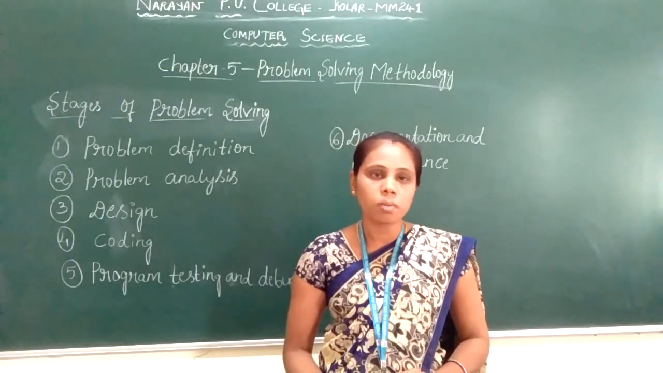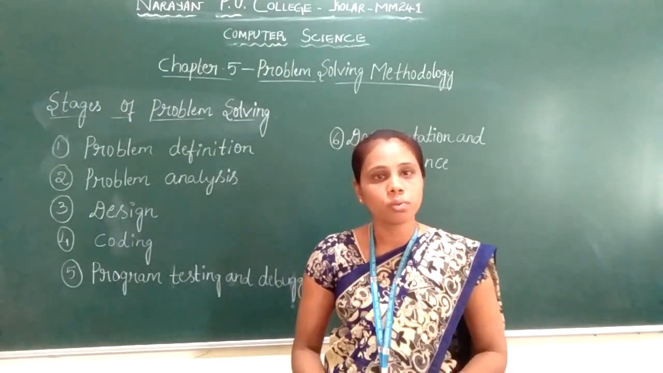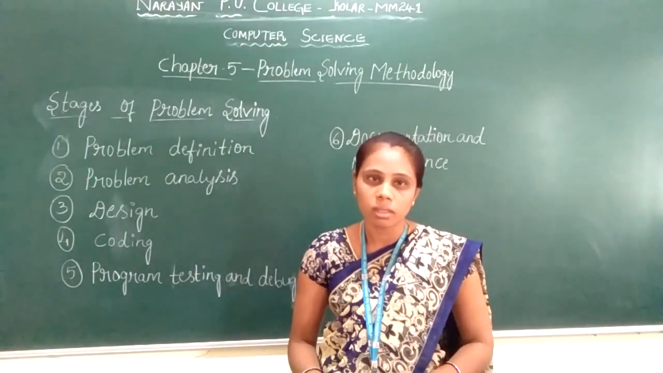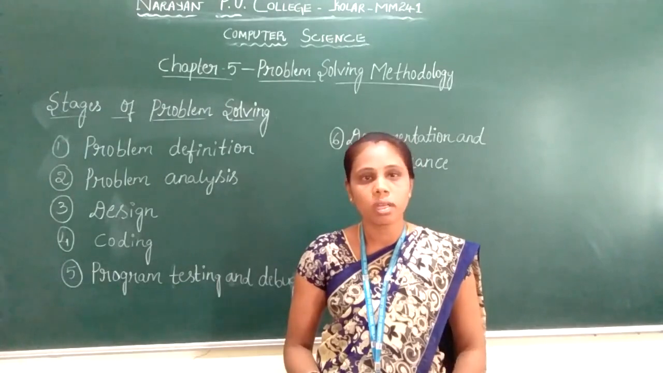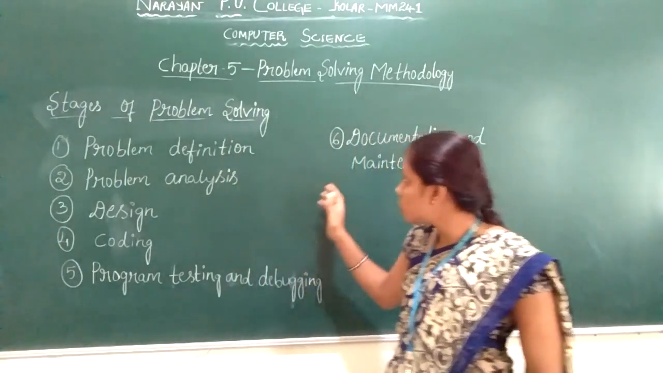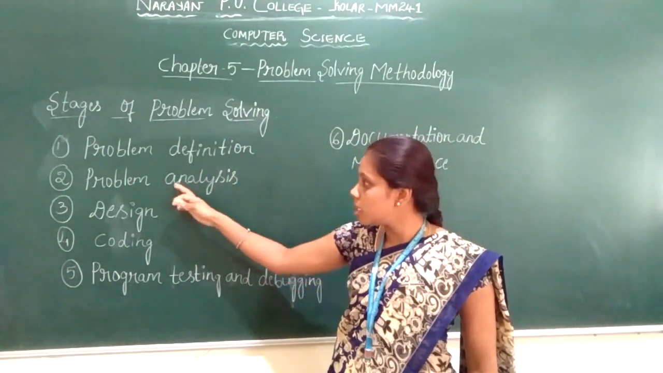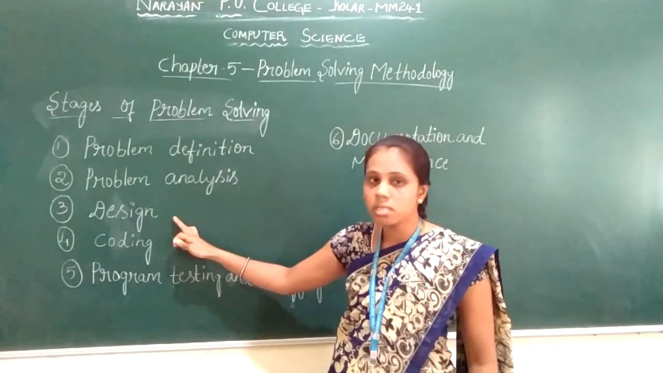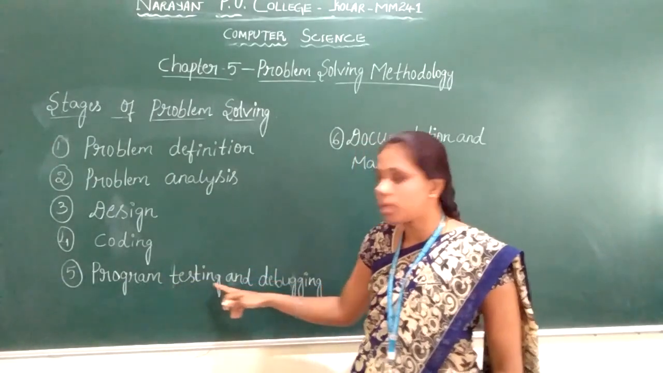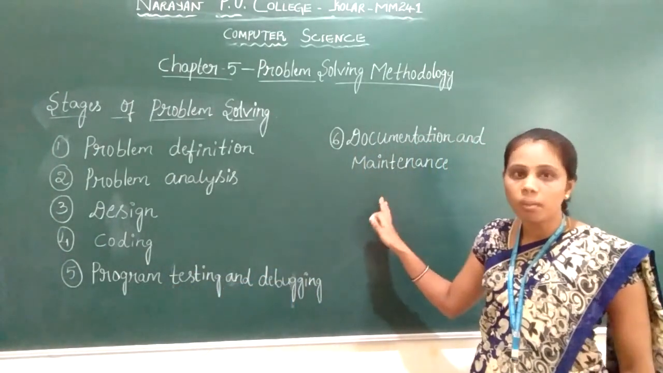See, all problems cannot be solved by humans. So, the problems which cannot be solved by humans can be solved using a computer. So, in a computer we use different methods or steps to solve a given problem. In that we have discussed the stages of problem solving, which involve a total of 6 steps. In that, the first one is problem definition, second is problem analysis, third one is designing, fourth is coding, fifth is program testing and debugging, and sixth one is documentation and maintenance.